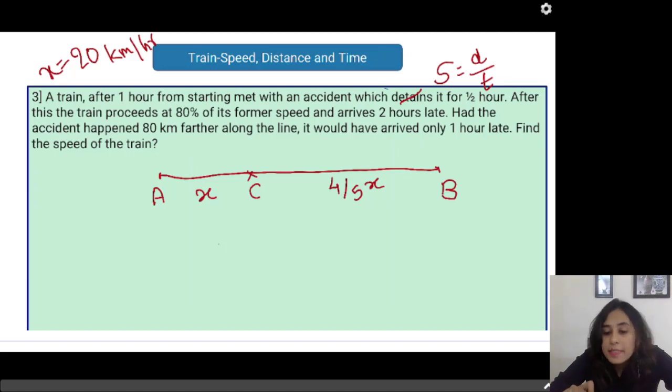Correct? Then, till the time it is traveling from C to D, the train is going to travel at x kilometers per hour, right? And then from D to B, it is traveling at 4/5 of its speed, that is 4/5 of x. Then it is arriving 1 hour late.